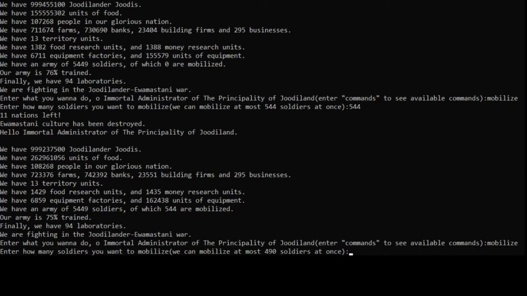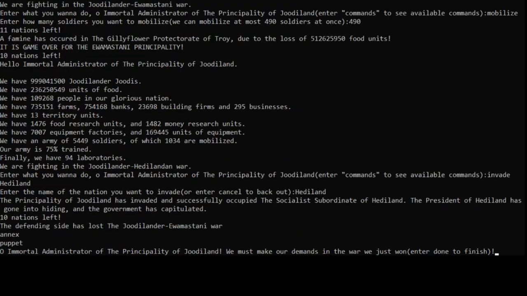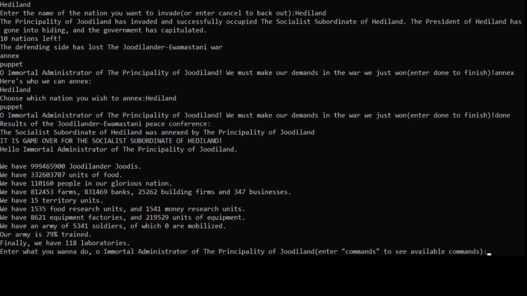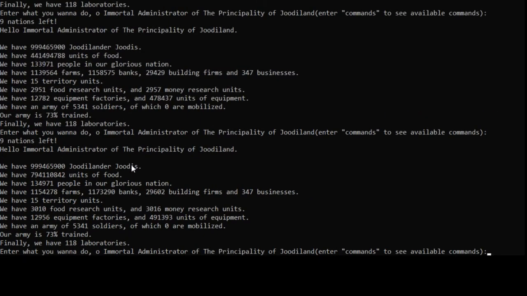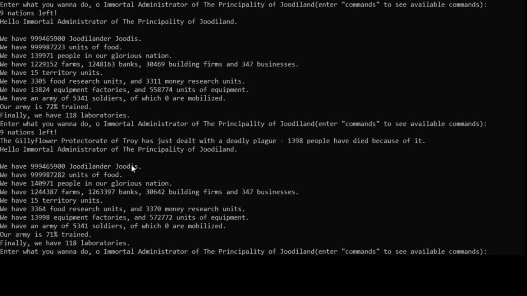Alright. Mobilize. Invade. Headyland. Gotcha. Headyland. Done. The New World Order under Joodilandish rule has been established. Now it's just a matter of waiting for cultural assimilation.